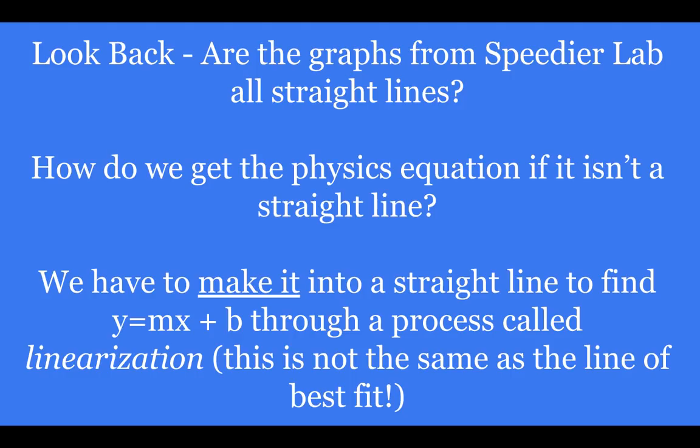Well, today what we're going to do is fix that issue. We're going to be able to get physics equations even if our data is not a straight line. What we have to do first is make it into a straight line to use y equals mx plus b. And this is a process called linearization. It's not the same thing as just putting a straight line on your data and doing line of best fit. We're actually going to manipulate the individual data points so that we can get an equation.